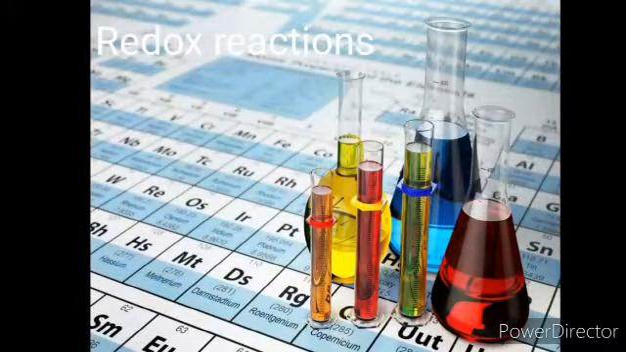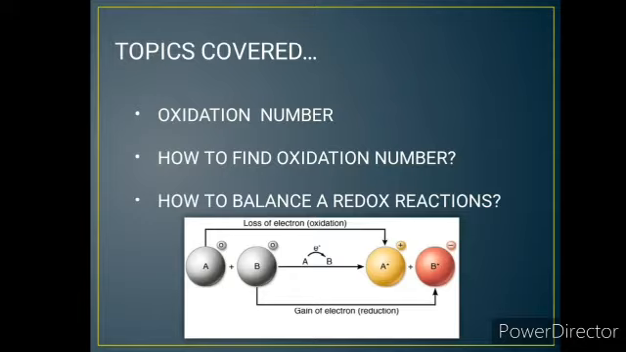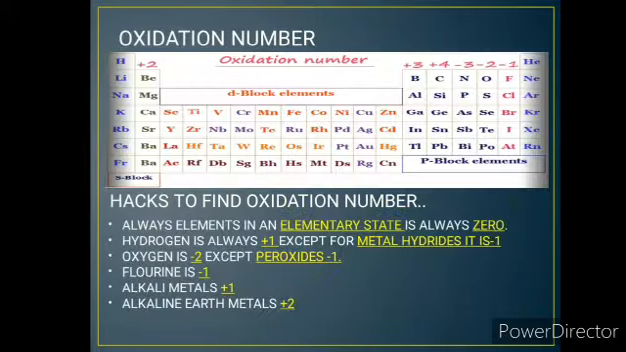Hello all. So the first topic which I'm going to cover is the redox reaction. The topics to be covered in this video will be oxidation number, how to find oxidation number, and how to balance a redox reaction. So what is oxidation number? Oxidation number is nothing but a charge which an atom tends to have when all the other atoms are removed from it in the form of ions.